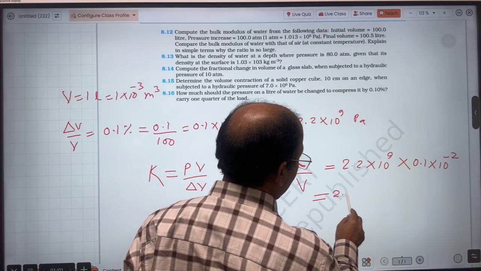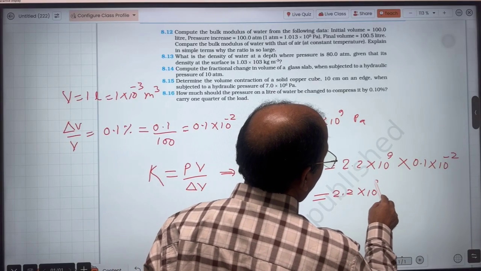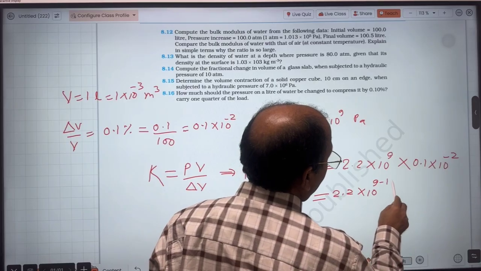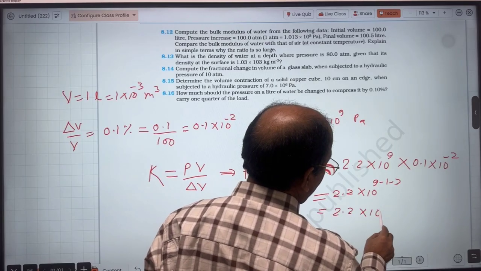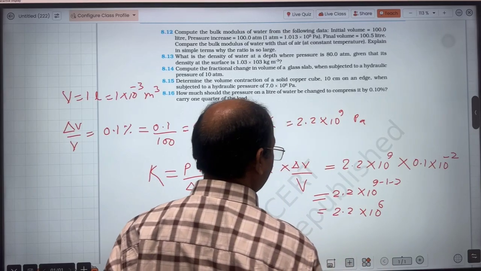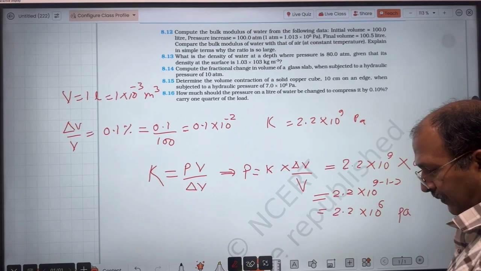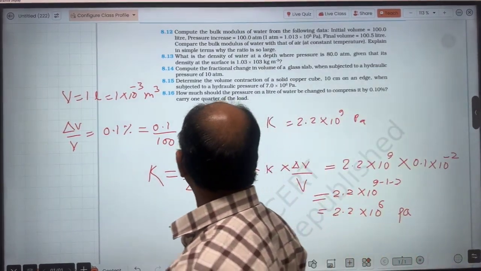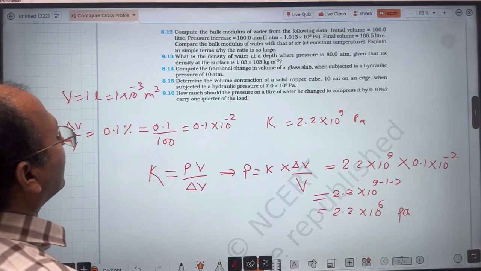Let's evaluate it. So 2.2 into 10 to the power 9 minus 1 minus 2. 2.2 into 10 to the power 6, and pressure is Pascal, right, or Newton per meter square.